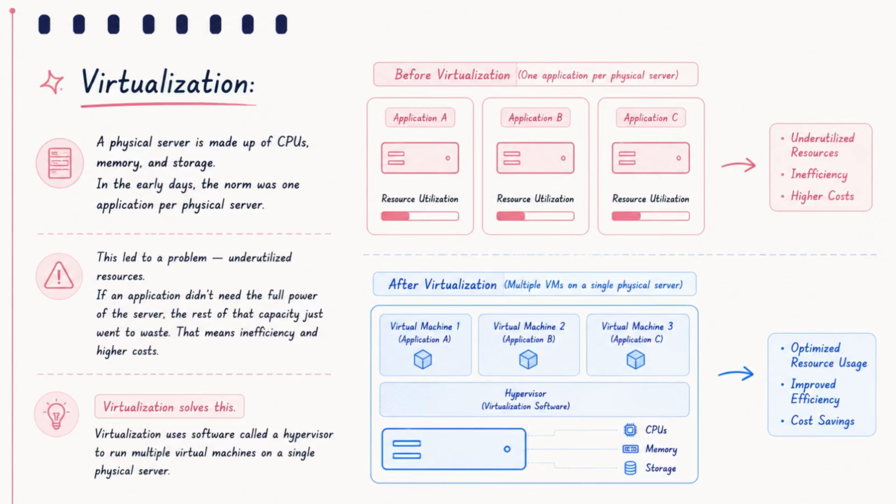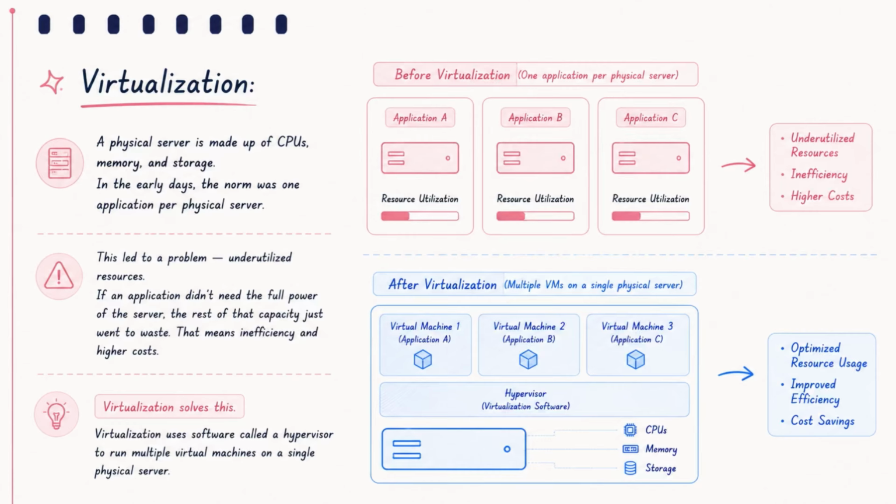So before we talk about virtual machines, we need to understand a very important topic. Virtualization. A physical server is made up of CPUs, memory, and storage. In the early days, the norm was one application per physical server. This led to a problem: underutilized resources. If an application didn't need the full power of the server, the rest of that capacity just went to waste. That means inefficiency and higher cost.